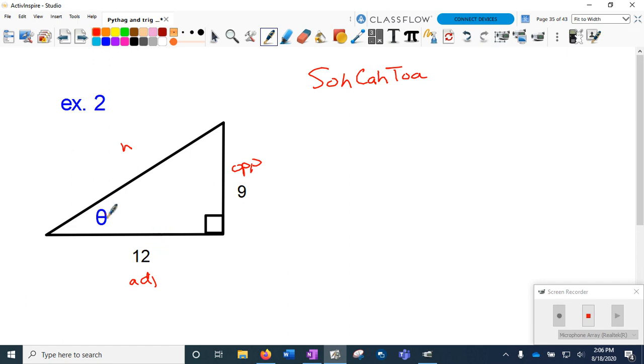Here's theta. We don't have anything for the hypotenuse. We don't have a variable. We don't have a number. Okay, so I know I'm not worried about that. I'm worried about opposite and adjacent. That's tangent. Opposite and adjacent are together in the tangent function.